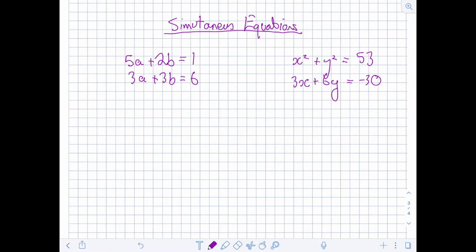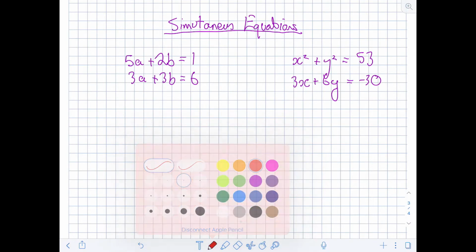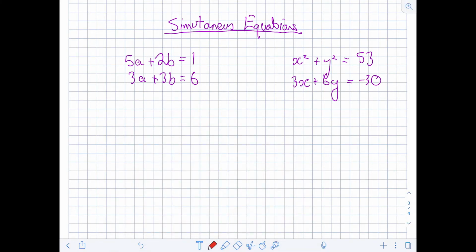So there are two different types of simultaneous equation question that you can possibly be asked. One, we spot, doesn't have any squares, okay? There's no square there, no square there, no square there. The other one, however, does have some squares in it, and that's the big difference. When there are squares, we have a different strategy, okay?